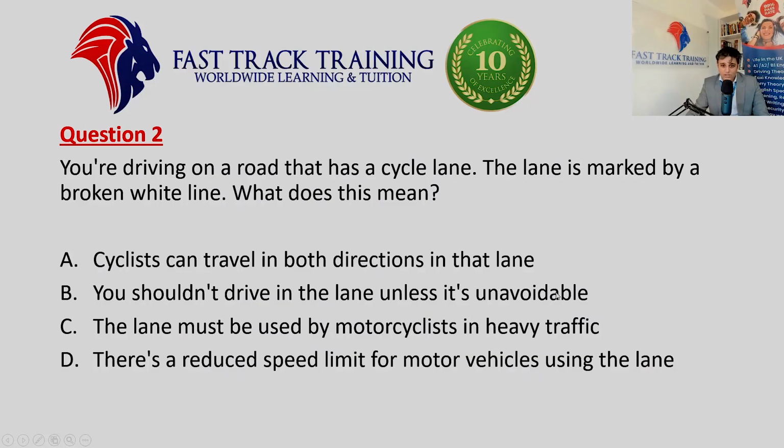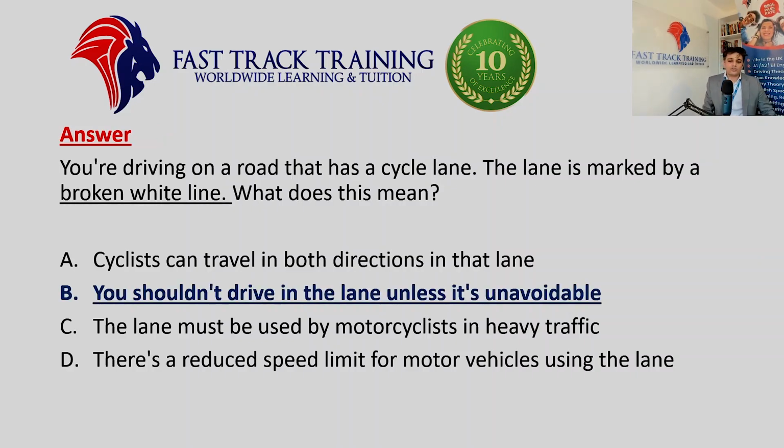You're traveling on a road that has a cycle lane. The lane is marked by a broken white line. What does this mean? Cyclists can travel in both directions in that lane. You shouldn't drive in the lane unless it's unavoidable. The lane must be used by motorcyclists in heavy traffic. There's a reduced speed limit for motor vehicles using the lane. So the correct answer is you shouldn't drive in the lane unless it's unavoidable.